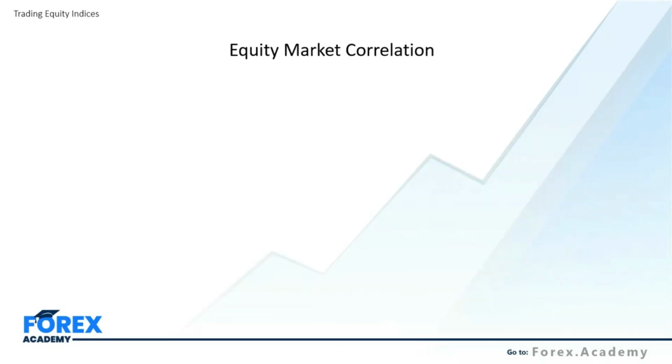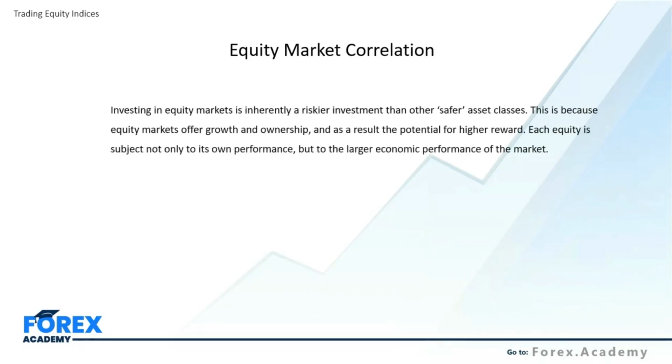So that leads us nicely into actually discussing equity market correlation. Why would that be? Well, we've just looked at sectors and how there's different correlations between firms like BP within the oil and gas sector and how those sectors can move the equity index themselves. But there are more specific equity market correlations across the globe. Investing in equity markets is inherently a riskier investment than other safer asset classes. This is because equity markets offer growth and ownership, and as a result, the potential for higher reward. Each equity is subject not only to its own performance, but to the larger economic performance of the market.